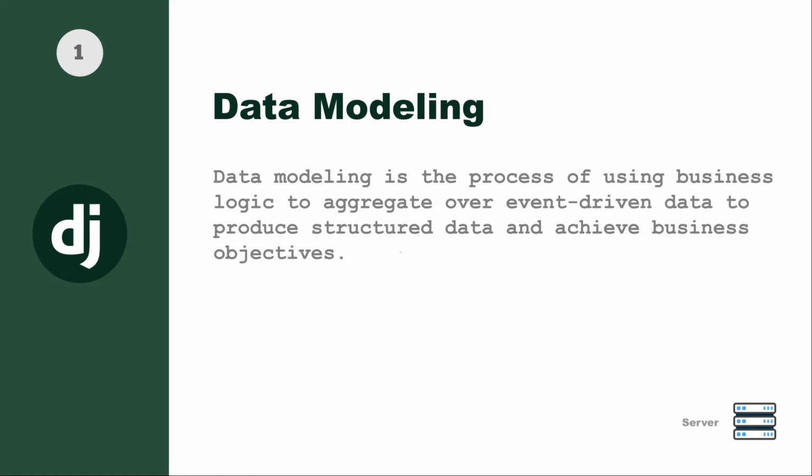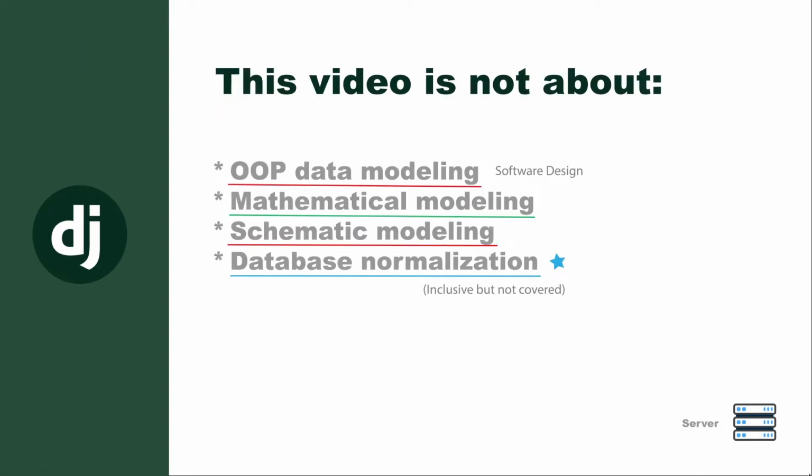So with data modeling, we use the business logic. The business logic may also include a customer buying something, or a customer registering to join the newsletter. So we aggregate over event-driven data to produce structured data and achieve business objectives. As you can notice here, instead of using business requirements, I'm using business objectives, which means the business objective is more coming from the executives instead of coming from the technical side, where we use the business requirements for operations.